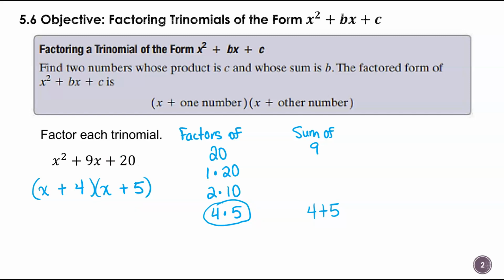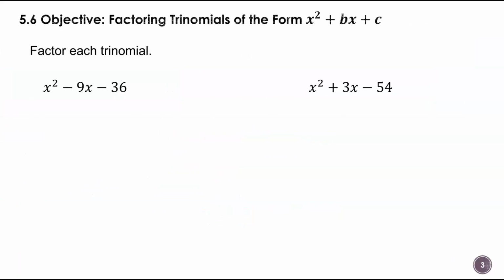Now, a lot of these will go pretty quickly because you don't have to do anything but consider the c term to figure out the two numbers you need for your factors. Okay, let's look at this next one. It's still in the same form, 1x squared. So I'm going to take factors of negative 36. Now we have to talk about signs a little bit on this one. I need factors of negative 36 that have a sum of negative 9.